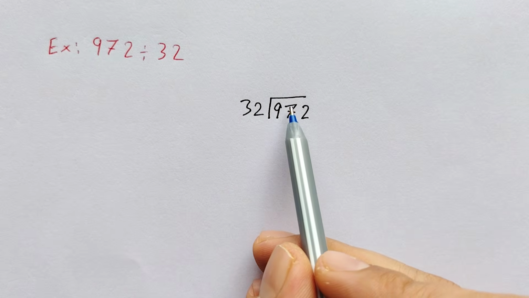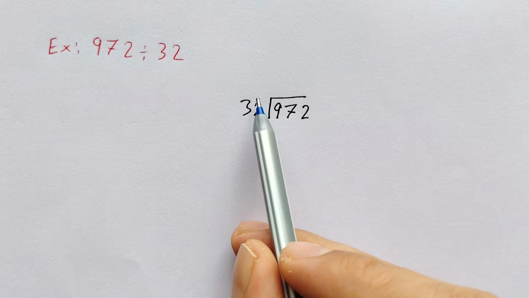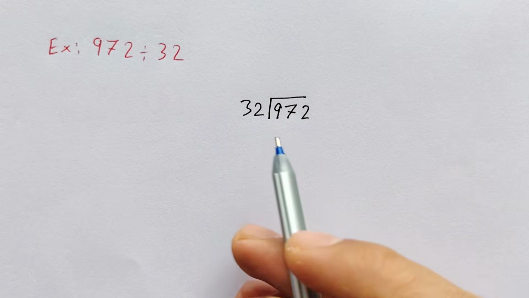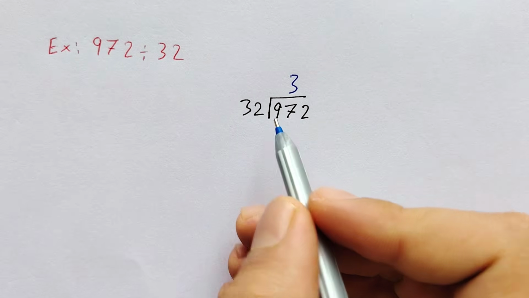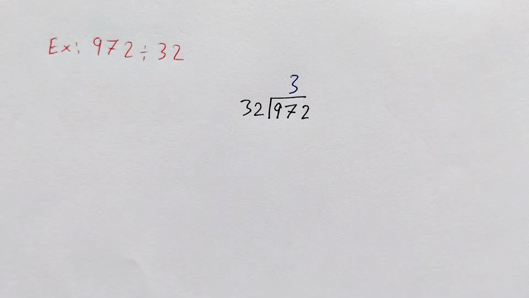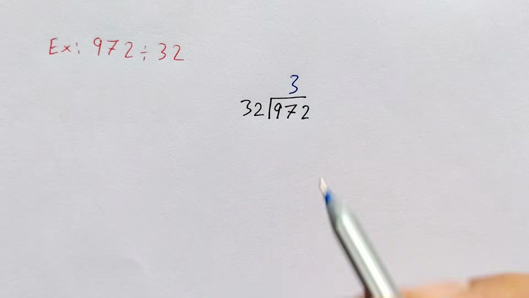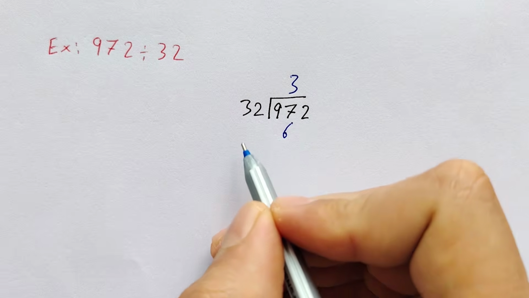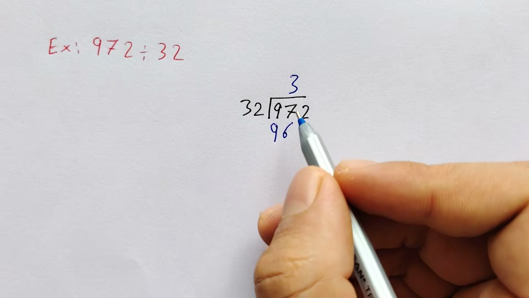So I'm going to cover the last digit here again. It will be only 9, and cover the last digit here. It will be only 3. Now we say 9 divided by 3, which is 3, because 3 times 3 is equal to 9. Then the second step, we multiply. We say 3 times 32. 3 times 2 is 6. 3 times 3 is 9.